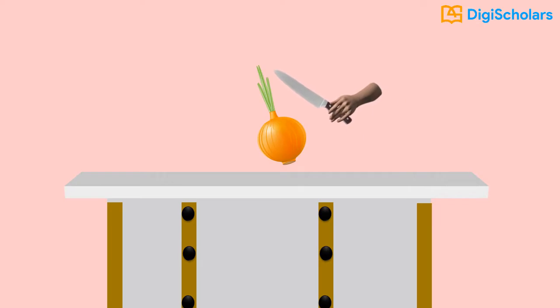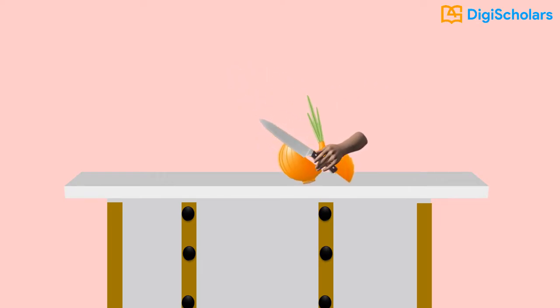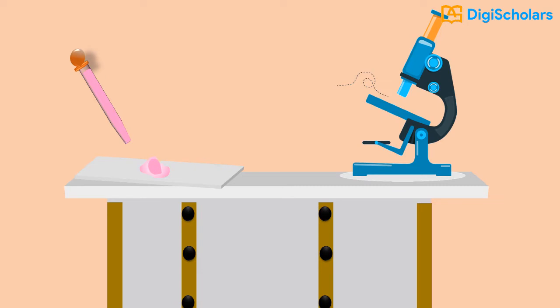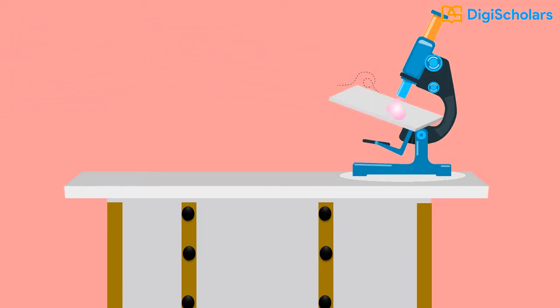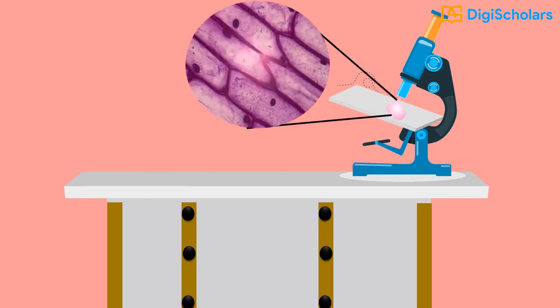Take a piece of a layer from an onion. Remove a thin epidermal layer from this piece. Put a drop of iodine or any suitable staining solution on this piece. Observe the slide under a microscope with the guidance of your teacher. Under a microscope, you will see the cells.